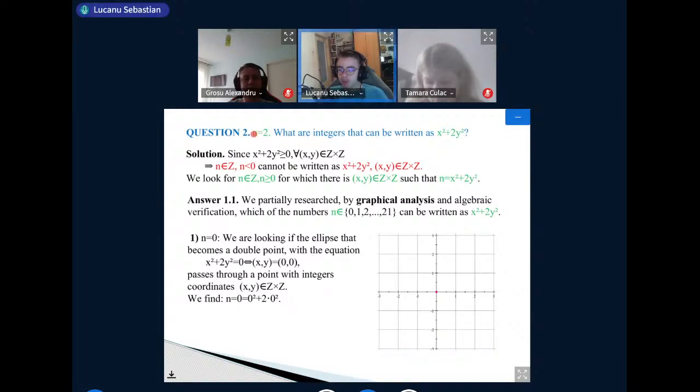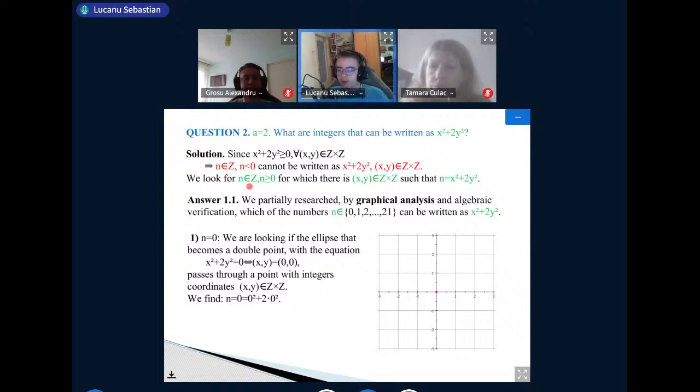The second question: when a equals 2, what are the integers that can be written as x squared plus 2 times y squared? Solution. Since x squared plus 2 times y squared is bigger or equal to 0 for any integers x and y, when n is an integer smaller than 0, it cannot be written as x squared plus 2 times y squared with x and y both integers.